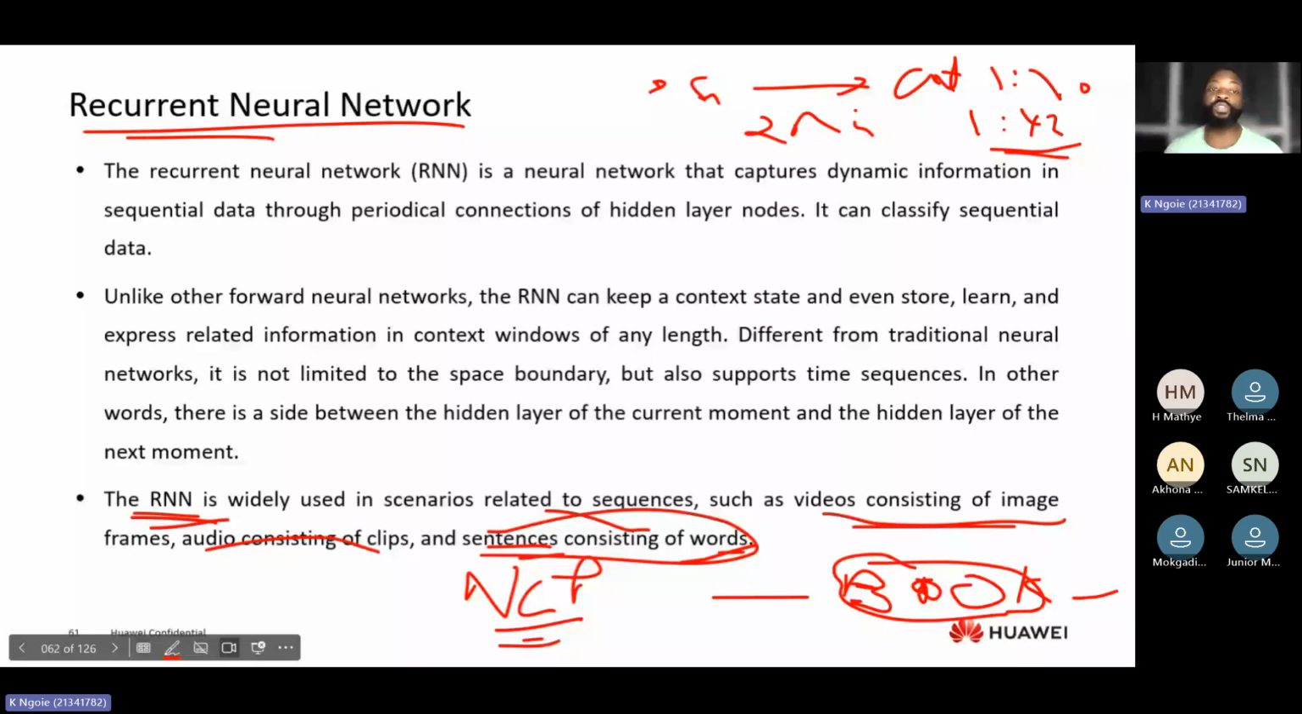Another one can be to determine the stock price tomorrow, looking at what is happening in the stock market in the past few days. You can determine what will happen tomorrow. So those are also sequential data. All right. So is there any question on this? Do you understand what the RNN, recurrent neural network, is? Do you understand? Any misunderstanding? Any question?